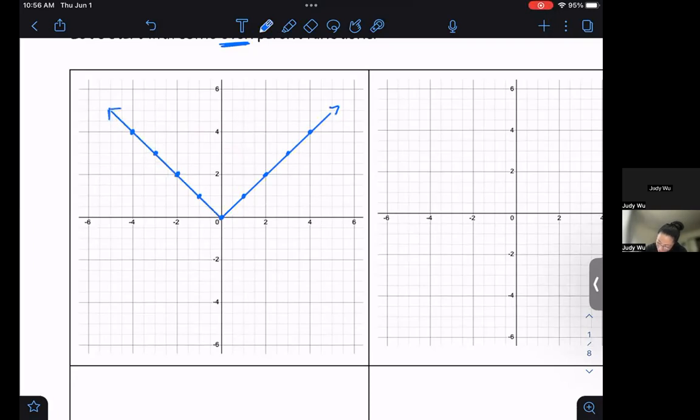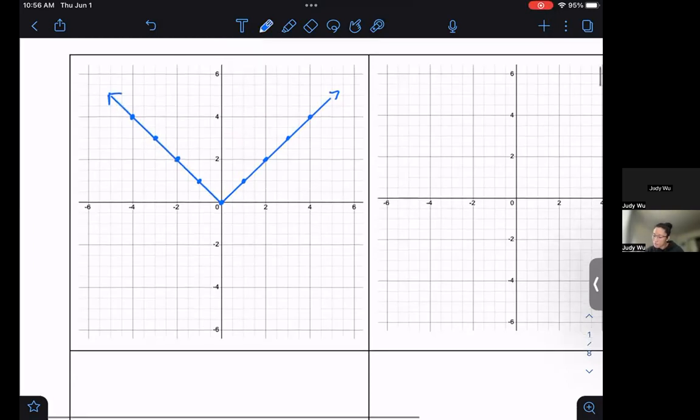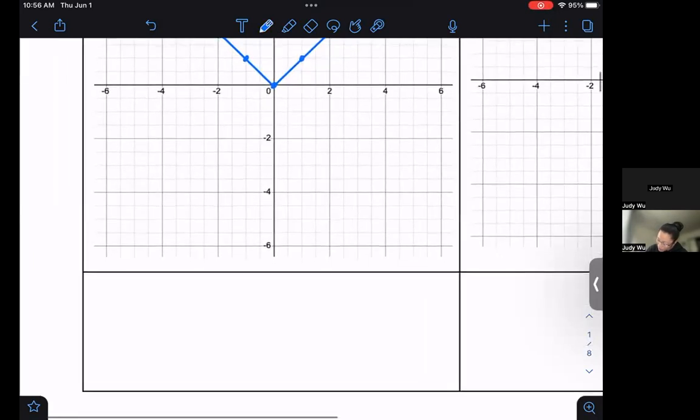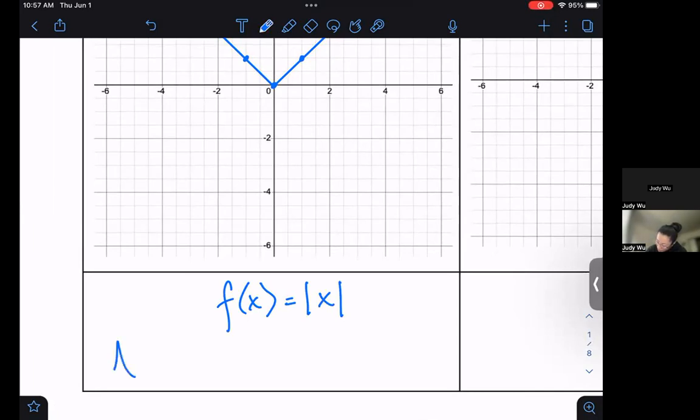we end up with a V shape, okay? And so this V shape, if we think about the equation for it, is going to be f of x equals the absolute value of x. All right, those are those long skinny bars. They mean absolute value. And let's go ahead and put a name for that too. Absolute value. Okay.